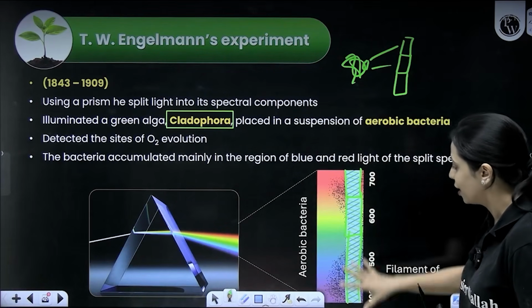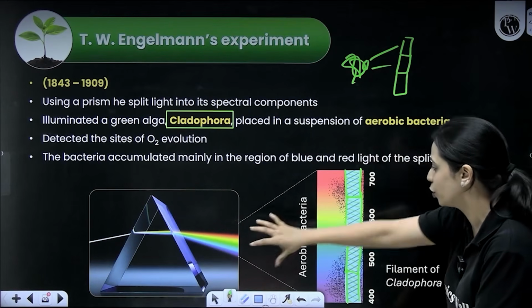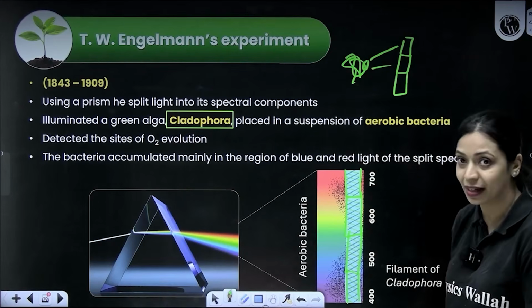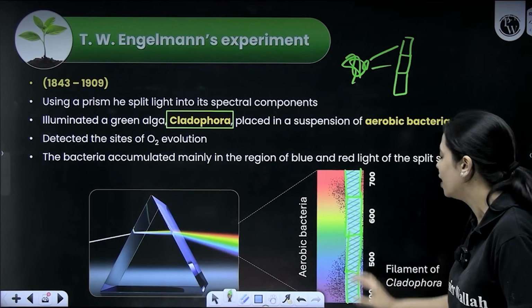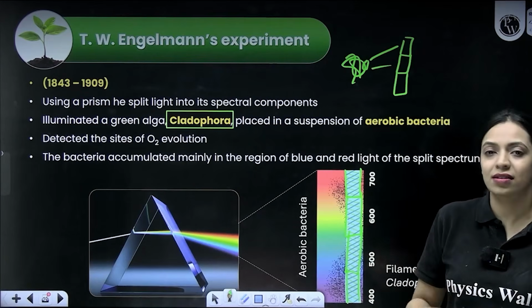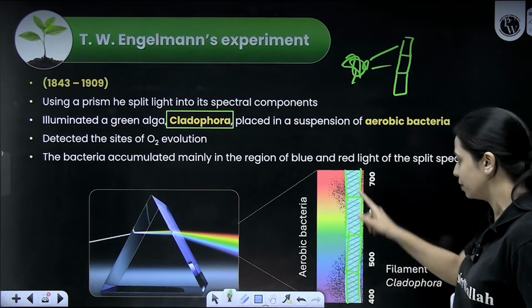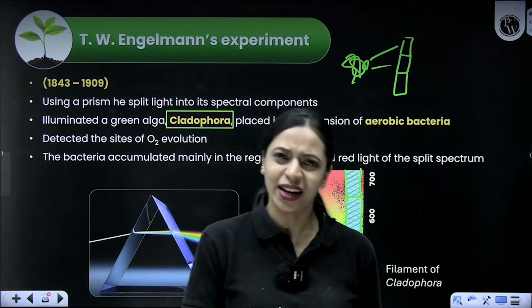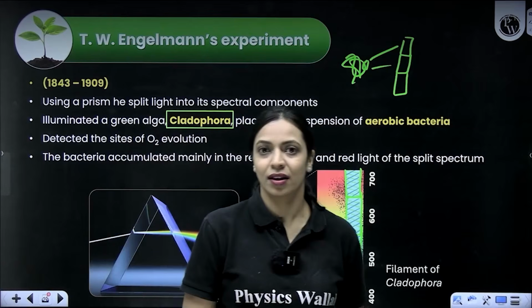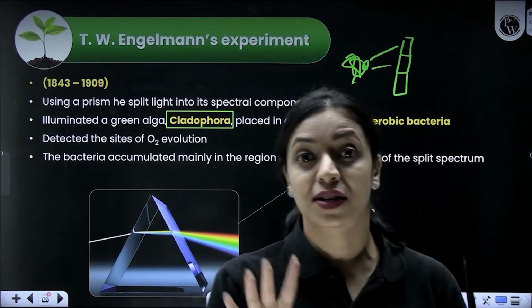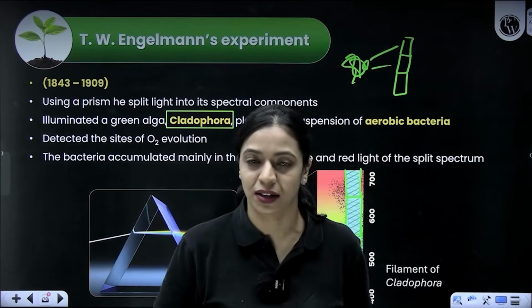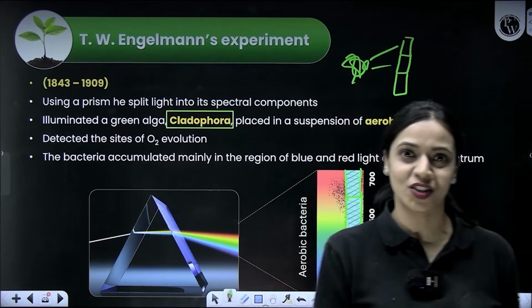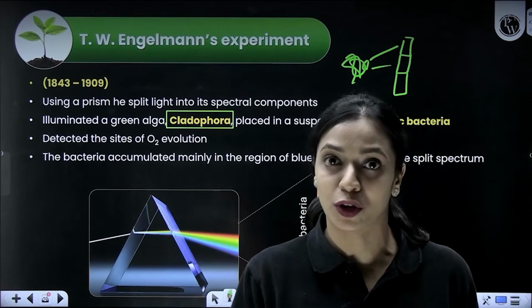So here, when he exposed this Cladophora filament to different wavelengths of light, 400 to 700 nanometer, and within the same suspension, he had aerobic bacteria, which are represented by these black dots. He noticed that most of these bacteria started to accumulate near the red and the blue regions, indicating that is where more oxygen evolution is happening. Where is oxygen coming from? In Cladophora. Cladophora is an alga, it is capable of photosynthesis, it is going to evolve oxygen as a byproduct. So wherever more photosynthesis is happening, over there more oxygen is getting evolved. So wherever more oxygen is there, these guys are going there because that is more suitable for them to grow.